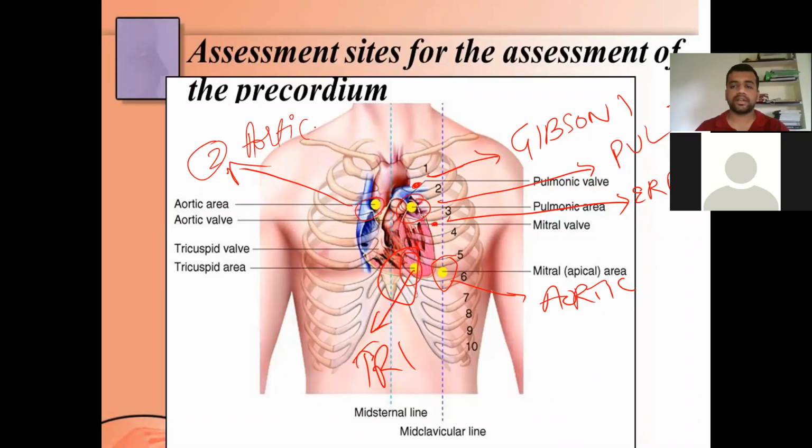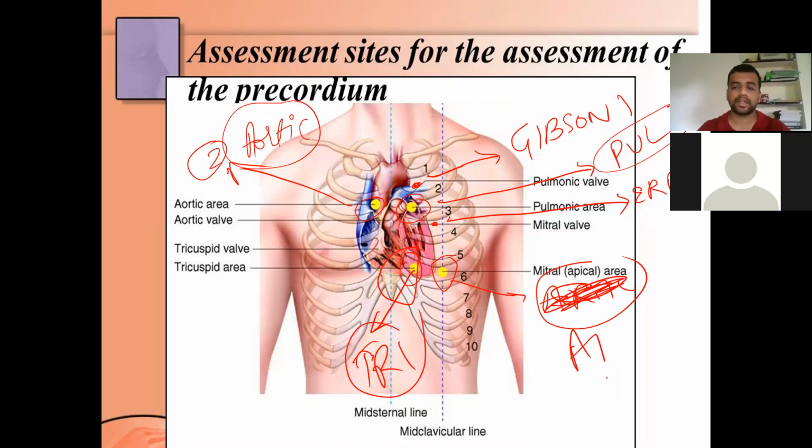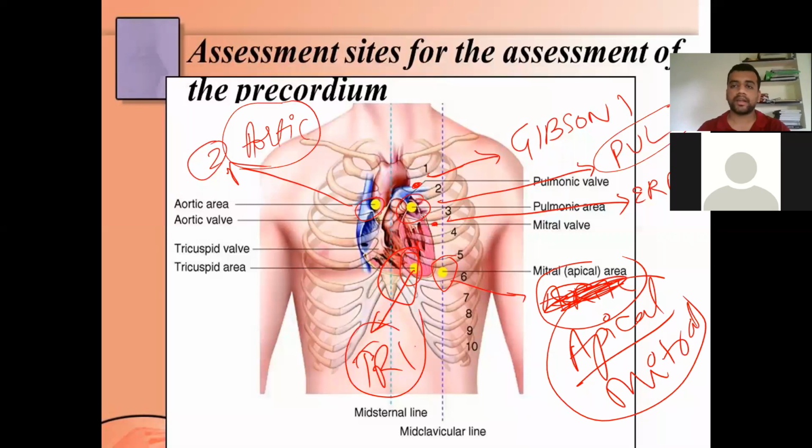So aortic, tricuspid, pulmonary, aortic. Sorry, it is apical, I wrote it wrong. It is the apical area, or mitral. So the mitral area, tricuspid area, pulmonary area and aortic area are the 4 basic areas, and after that you have Erb's and Gibson's. You are going to auscultate the primary areas first, and then if you feel any other pathologies are there, or you're suspecting something like PDA, only then are you going to look for Gibson's area and other areas.